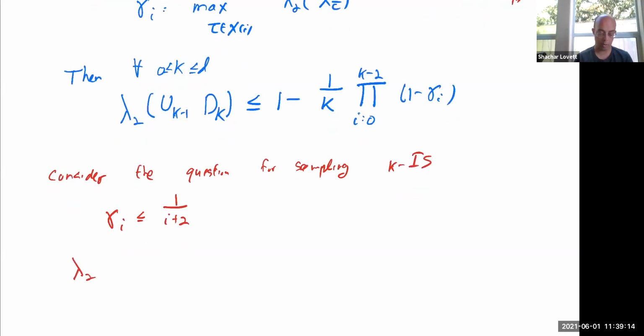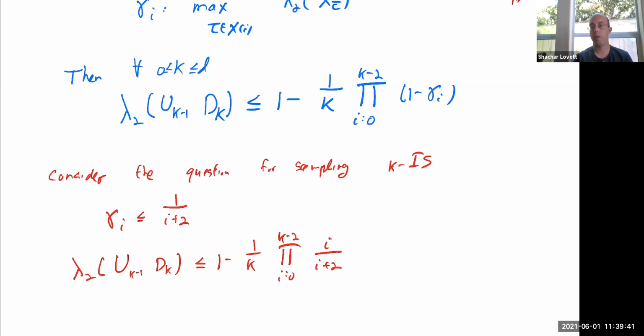We're trying to understand lambda 2 of the walk U_{k-1} D_k. We're trying to analyze the lower walk from level k to level k minus 1 and back to level k. It's at most 1 minus 1 over k, product of I from 0 to k minus 2. I'm just going to plug it here. So what is 1 minus gamma I? It's I over I plus 2. And you see, this is exactly a canceling, telescoping product.